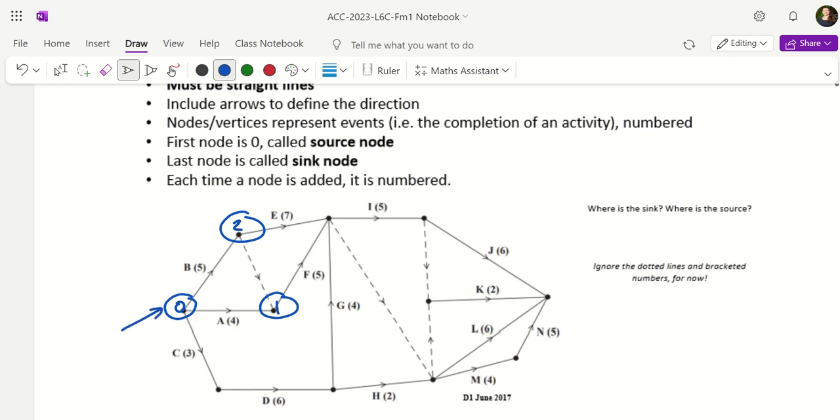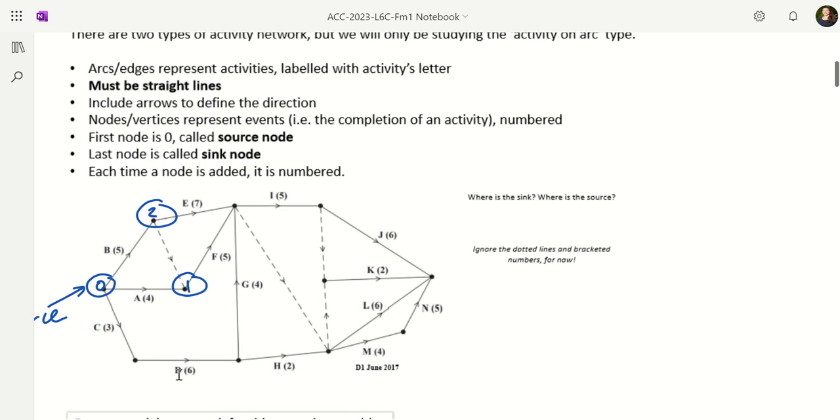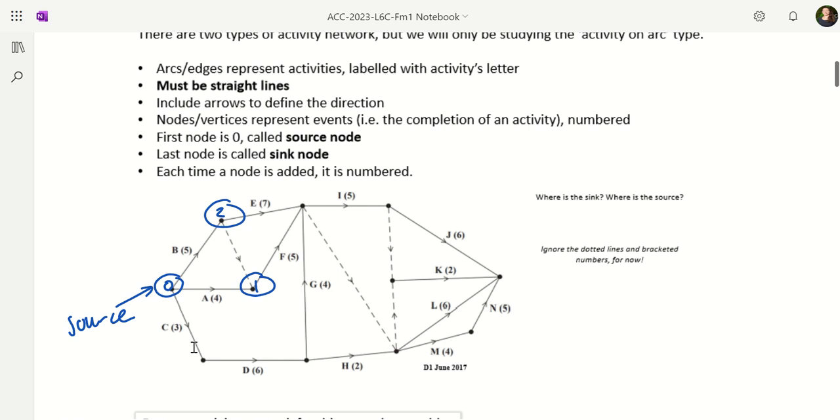The first node is called the source node. Let me zoom in a little bit. And the last node is called the sink node. So the source node, how would you find it in the diagram? Well, it's the one where all the arrows are kind of coming away from it. So it's the very start of the process. And the sink is the node where all the activities are pointing into it, so it's where the process finishes.